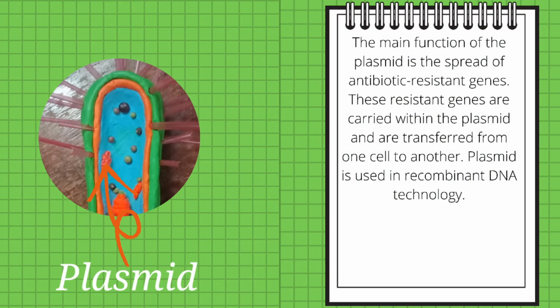The main function of the plasmid is the spread of antibiotic-resistant genes. These resistant genes are carried within the plasmid and transferred from one cell to another. Plasmid is used in recombinant DNA technology.